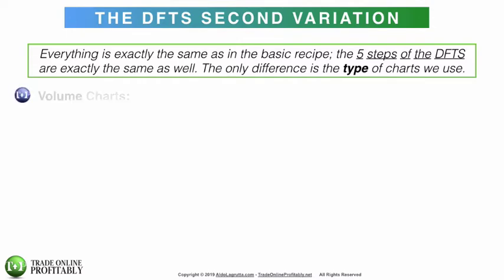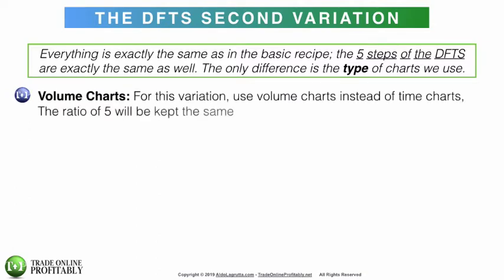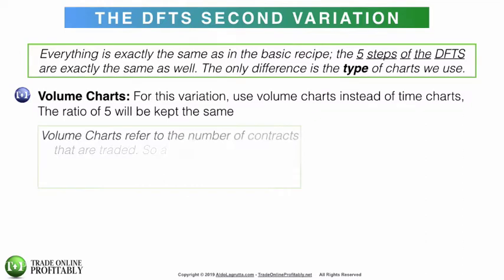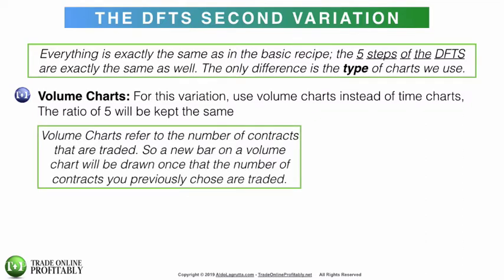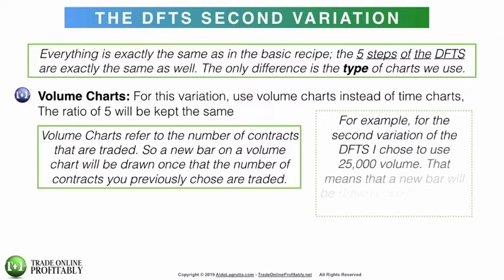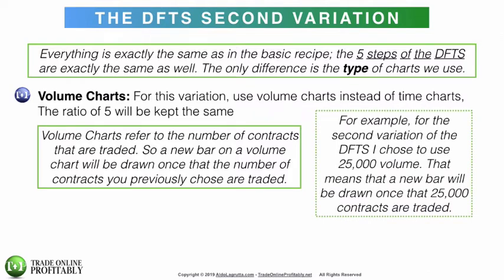Today, I'm going to use volume charts instead of time charts, but the ratio of 5 will be kept the same. For those of you who are not familiar with volume charts, they refer to the number of contracts that are being traded. So a new bar on a volume chart will be drawn once the number of contracts you previously chose have been traded. For example, for the second variation of the DFTS, I chose to use a 25,000 volume. That means that a new bar will be drawn once 25,000 contracts are traded.